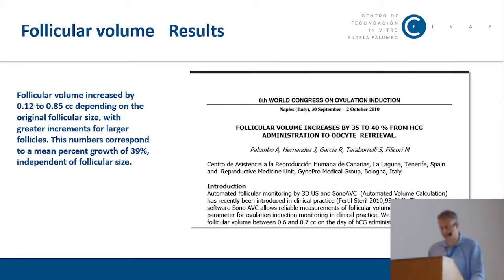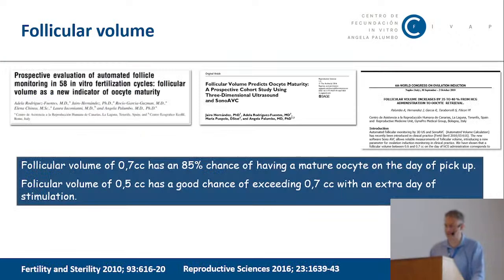With all this data, we have been able to come to the conclusion with regard to the use of follicular volume that a follicular volume of 0.7 cubic centimeter has an 85% chance of having a mature oocyte on the day of pickup. A follicular volume of 0.5 cubic centimeter has a good chance of exceeding 0.7 with an extra day of stimulation.